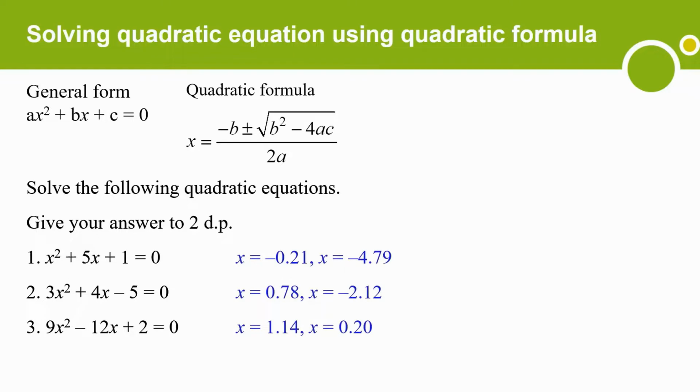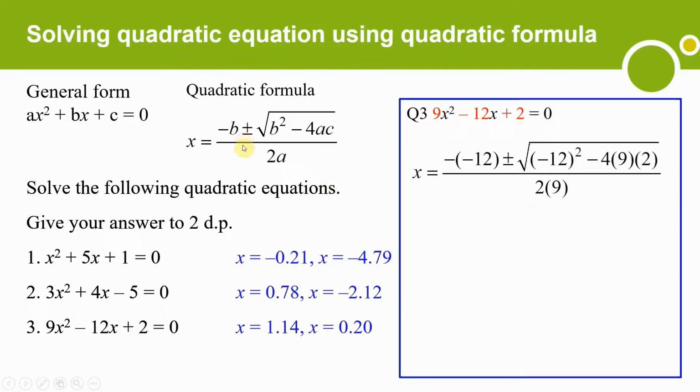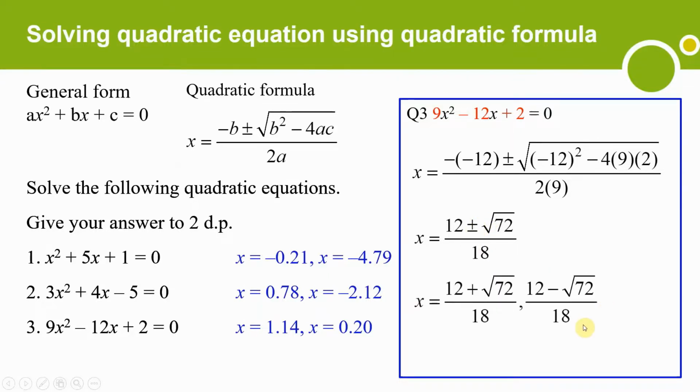Alright, please check your answers. Let's discuss question 3. For question 3, the value of a is 9, b is negative 12, c is positive 2. And we just need to substitute into this formula. And we need to simplify this part by part. The first part here, negative negative is positive, so positive 12. The square root, it will be 72, and the denominator is 18. And the next part, we need to split the answers into plus and minus. So from here, you can just press a calculator and get the answers.